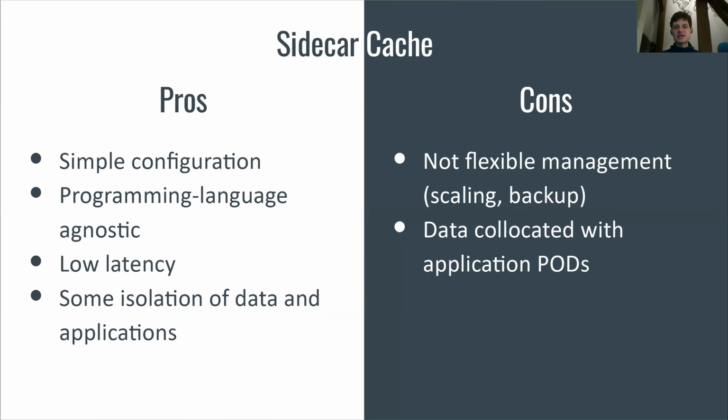Short summary about sidecar caching. From the good sides, configuration is very simple. It's programming language agnostic, low latency, with some isolation of data and applications. From the downsides, we don't have flexible management, and after all, the data is collocated in one application pod. So the data and application are separated but isolated on the container level, but nothing more.